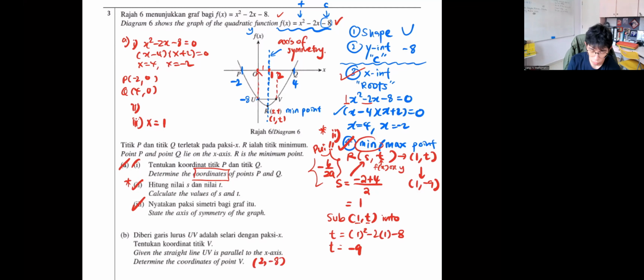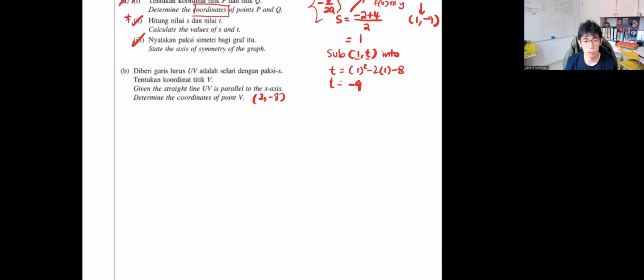You know some students, what do they do? They say, teacher, I don't know the x, I know the y is -8. You know what they do? They take this value, substitute into this equation and get the answer. Is that correct? Can, because it's relevant. The coordinate is relevant, but there's no point doing that. So don't waste your time.